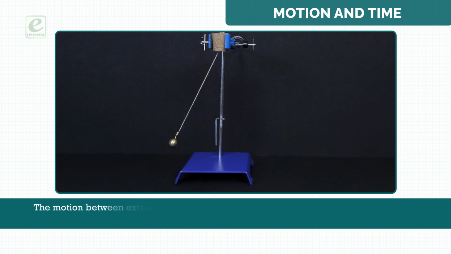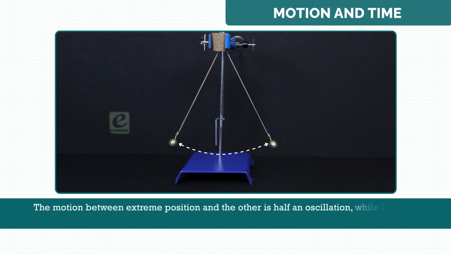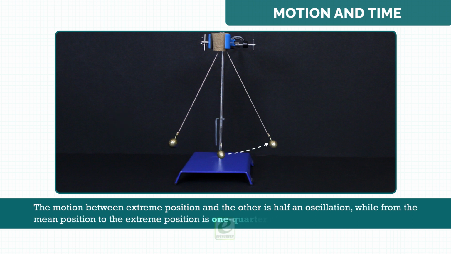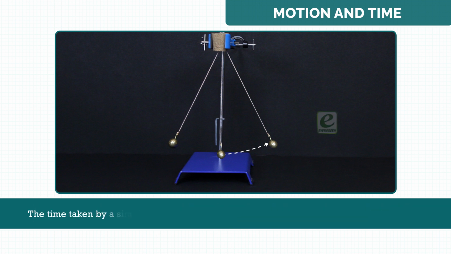The motion between one extreme position and the other is half an oscillation, while from the mean position to the extreme position is 1/4 of an oscillation. The time taken by a simple pendulum to complete one oscillation is called its time period.